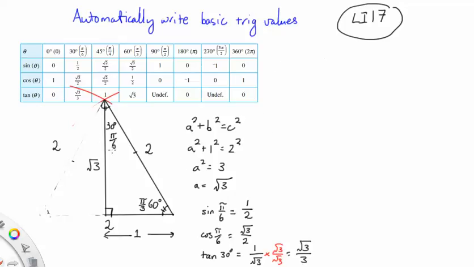Oh, well, there's no 45 degree angle in here, so we can't. Let's do tan of 60 degrees, or tan of pi on 3. Well, pi on 3 is here. Opposite is root 3. Adjacent is 1. So that's root 3. Alright, root 3. Great.